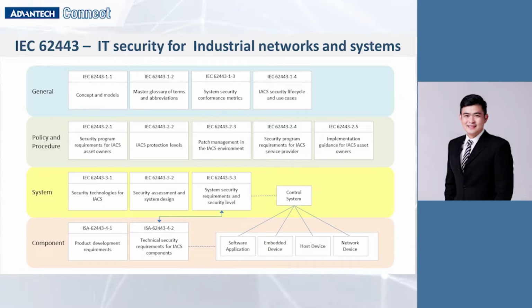Let's take a further look into IEC 62443, the IT security for industrial networks and systems. IEC 62443 consists of several parts, each covering a specific aspect of industrial cybersecurity, such as risk assessment, security management, network security, and system development. The standard is based on a defense in depth approach, which involves implementing multiple layers of security controls to protect against cyber threats. So the compliance with IEC 62443 is not from one single product. A control system includes software applications, embedded devices, host devices, and network devices. Each device should comply with component level certification of 62443.